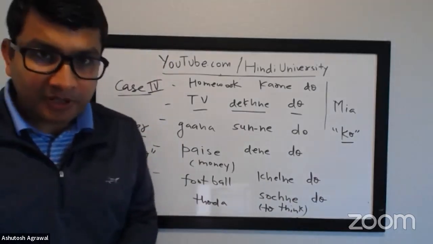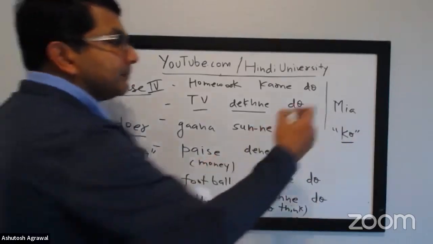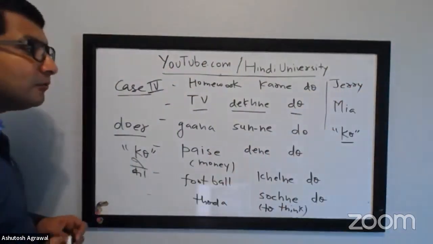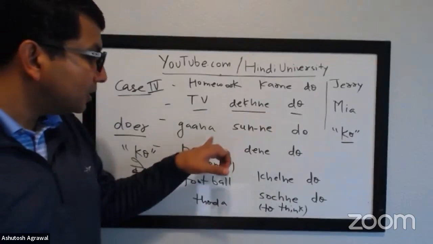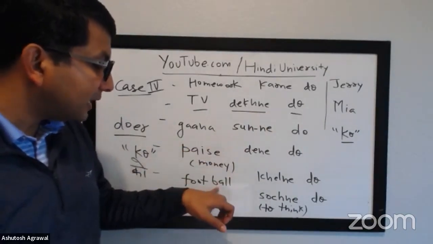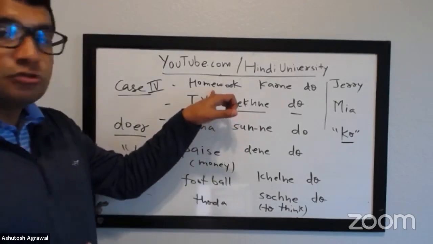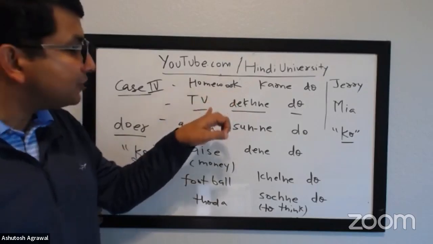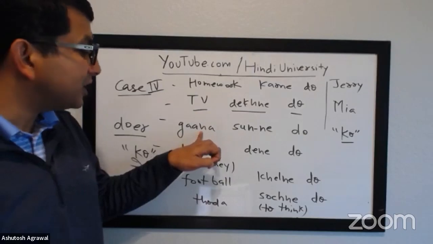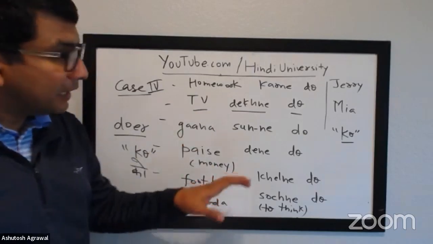Okay, remember, I'm just taking one person. Same thing if you were to change it to, let's say, Jerry. जेरी को होमवर्क करने दो, जेरी को टीवी देखने दो, जेरी को गाना सुनने दो, जेरी को पैसे देने दो, जेरी को फुटबॉल खेलने दो, जेरी को थोड़ा सोचने दो. Let Jerry do his homework. Let Jerry watch TV. Let Jerry listen to the song. Let Jerry think a little. Okay. Any questions?